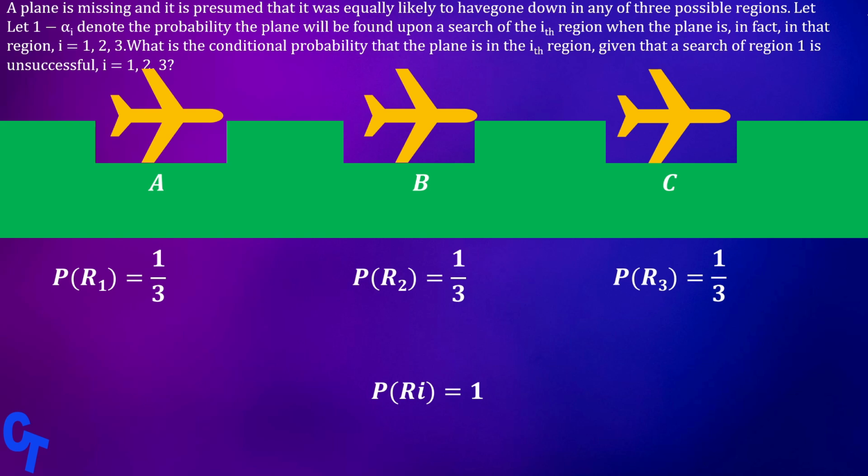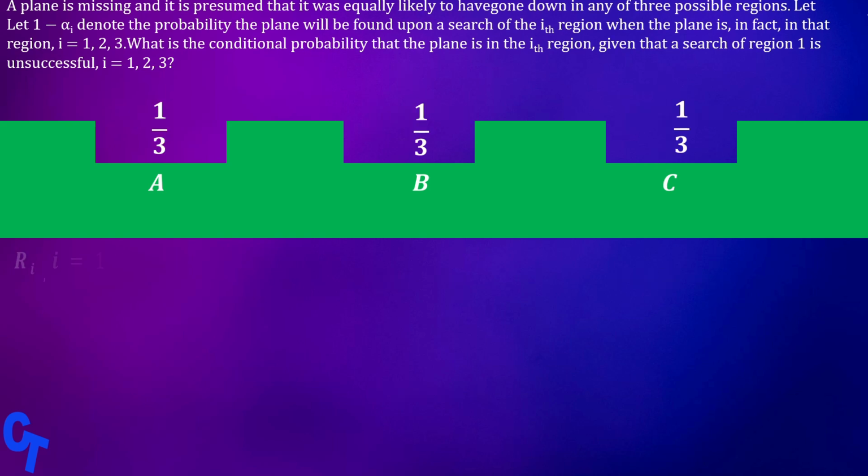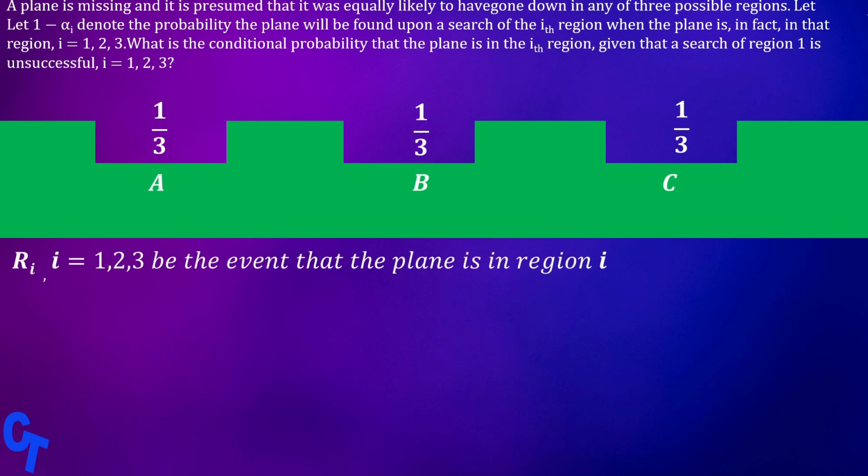So now we need the conditional probability of finding the plane in the ith region given that the search in region 1 was unsuccessful. So the search in region 1 is our condition. I'm going to let Ri denote the event that the plane is in region i. So if the plane is in region 2, it will be represented by R2. If the plane is in region 3, it will be represented by R3. Then I'm going to let F be the event that the plane was searched in region 1 and it was unsuccessful.